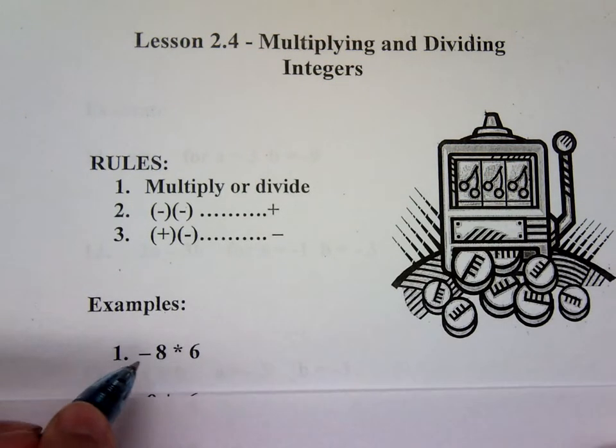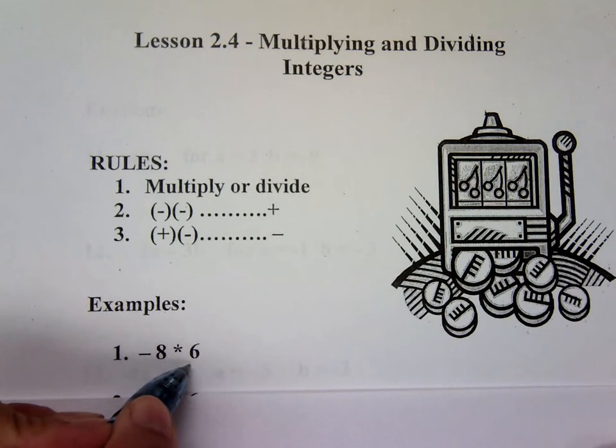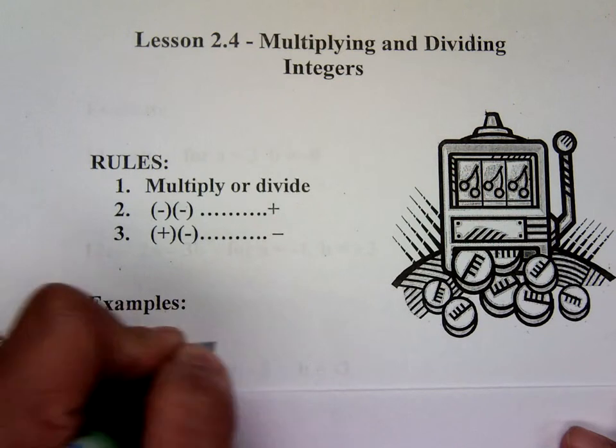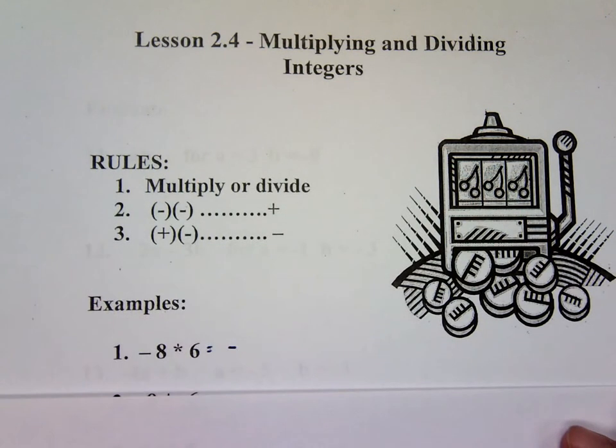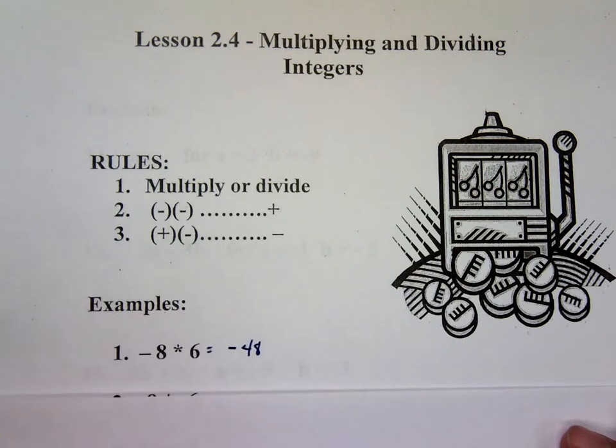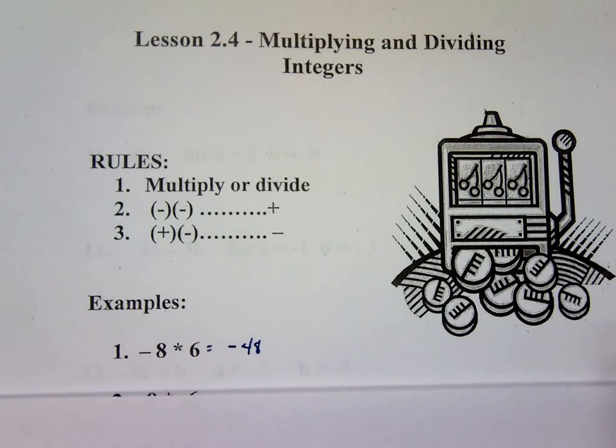Negative 8 times 6. So you have a negative and a positive. Do you win or lose? Are they the same? You lose because you lose money. So you put a negative, and 8 times 6 is 48. So you always ask yourself, do you win or lose?